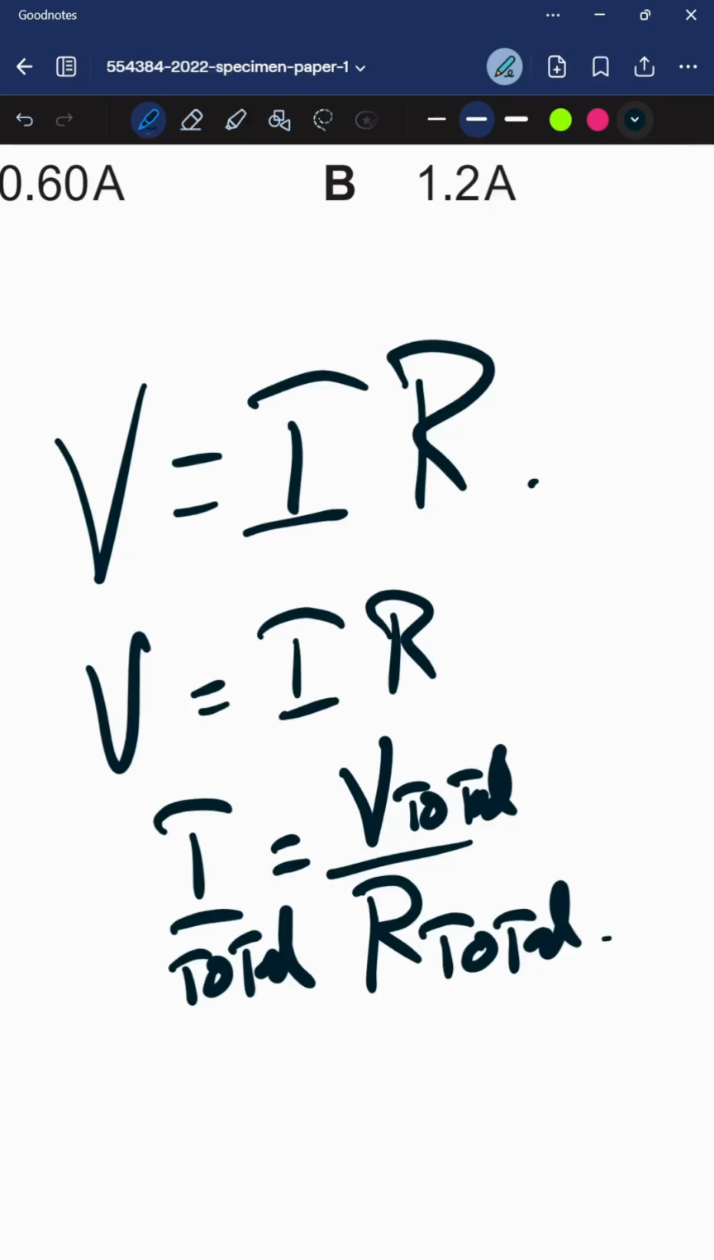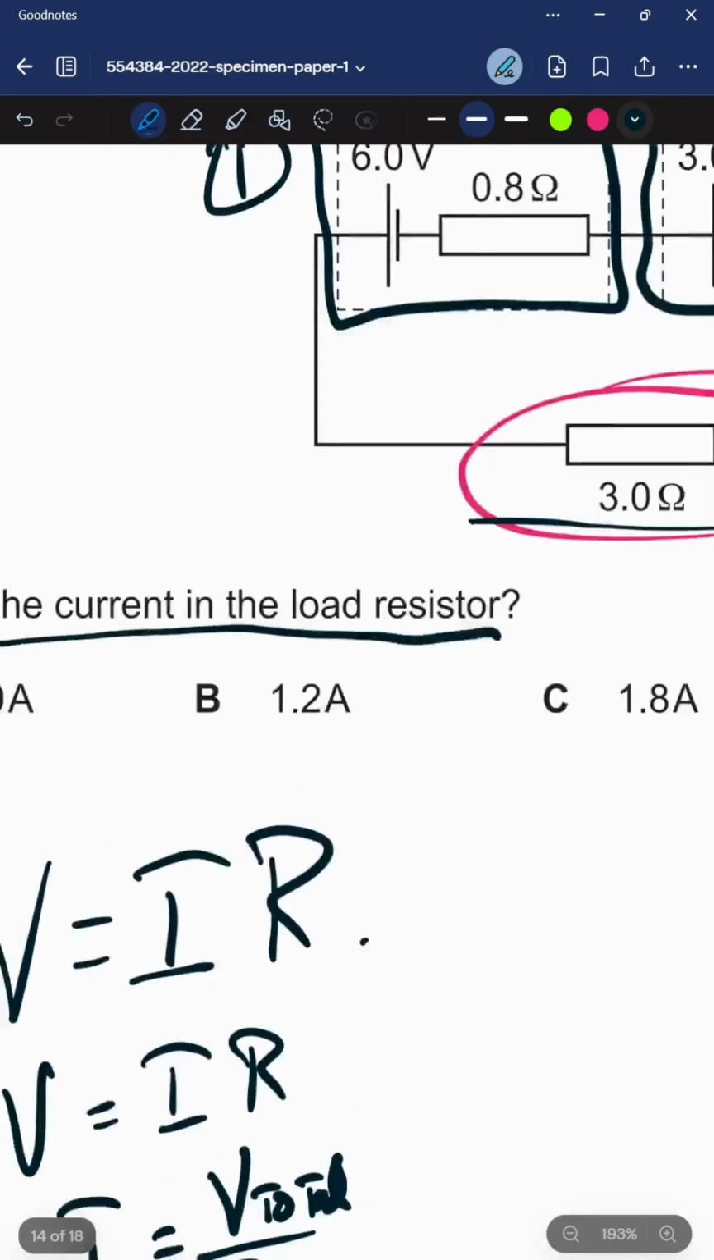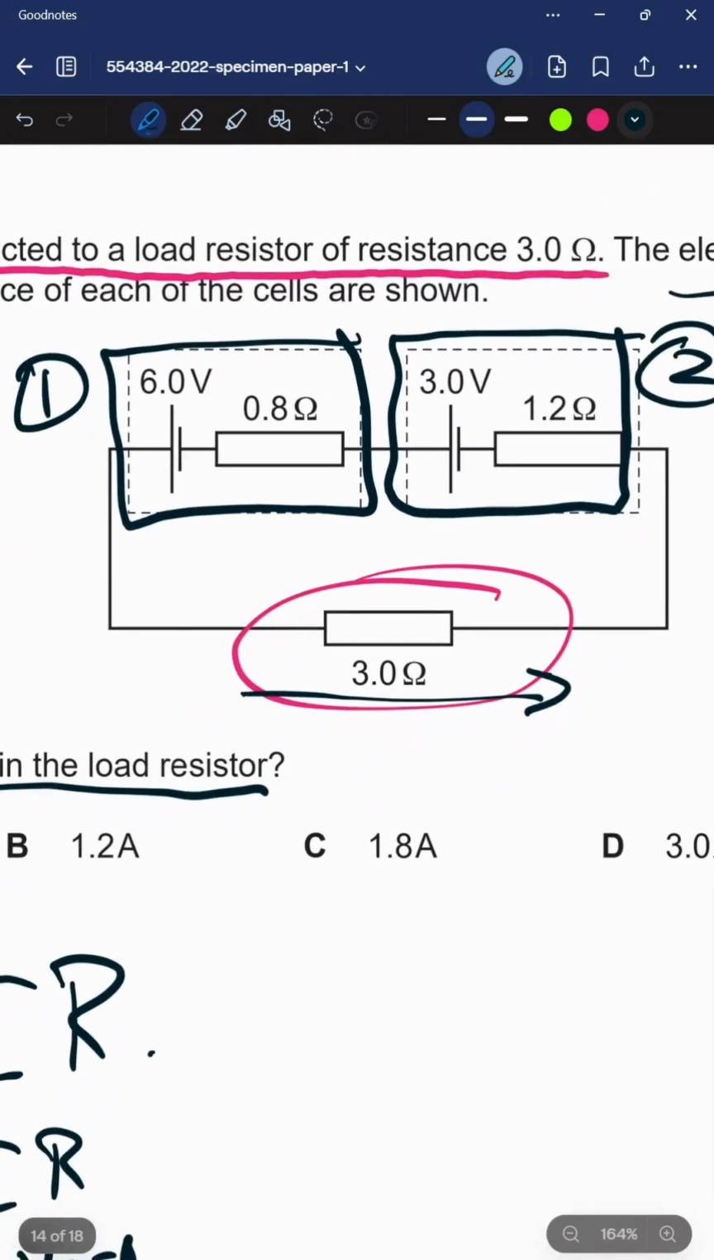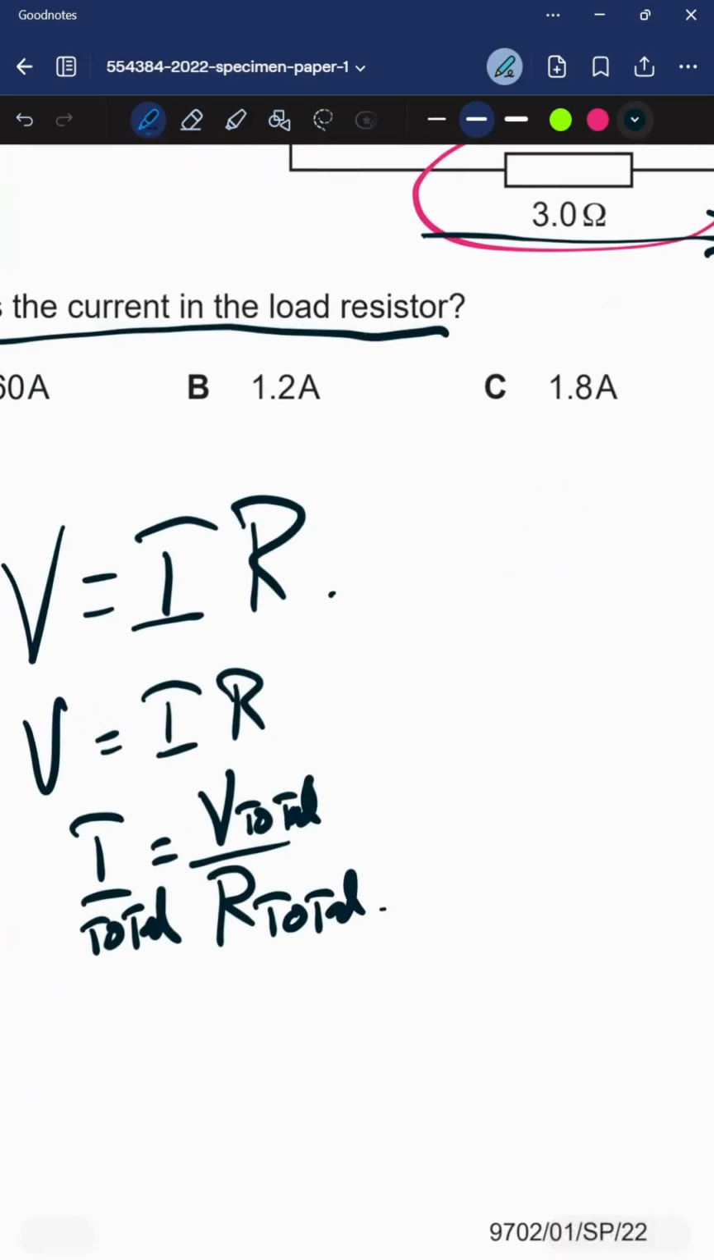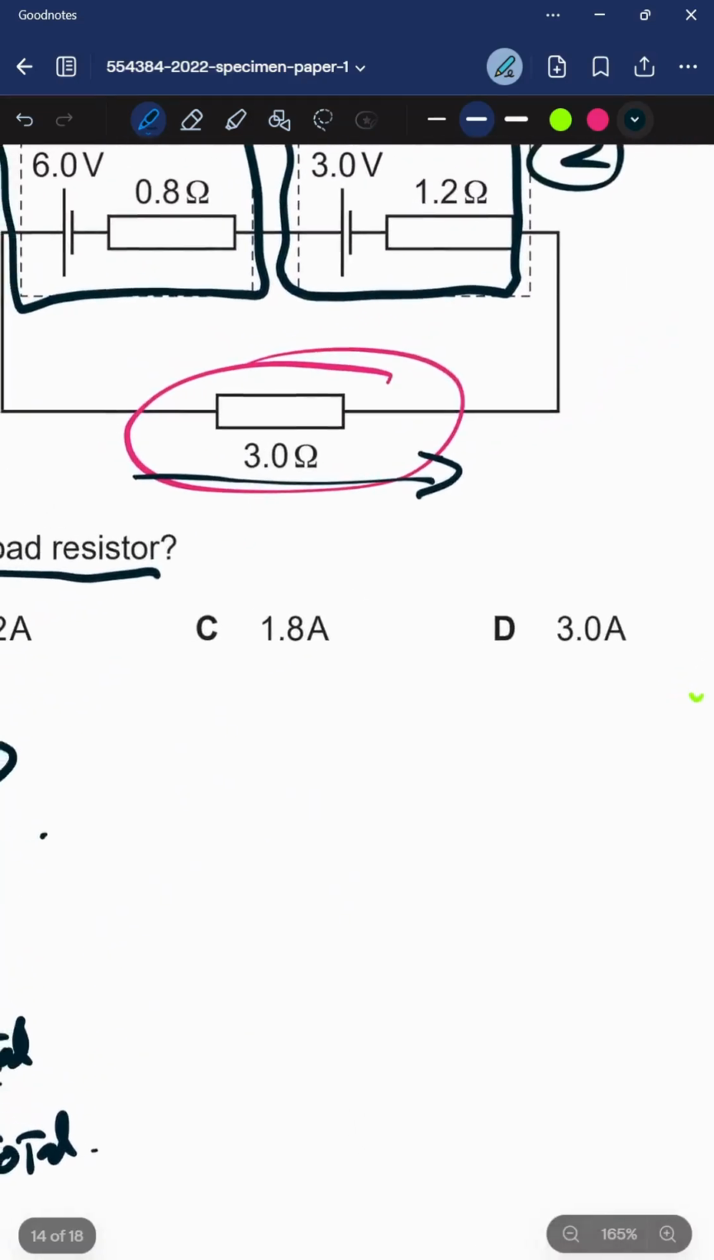This is only applicable when the circuit is in series, right? And our circuit is in series. So this is a series circuit, no parallel connections out there. So we can use this formula, I total equals V total over R total. Now what is V total? We need to first figure out what V total is.